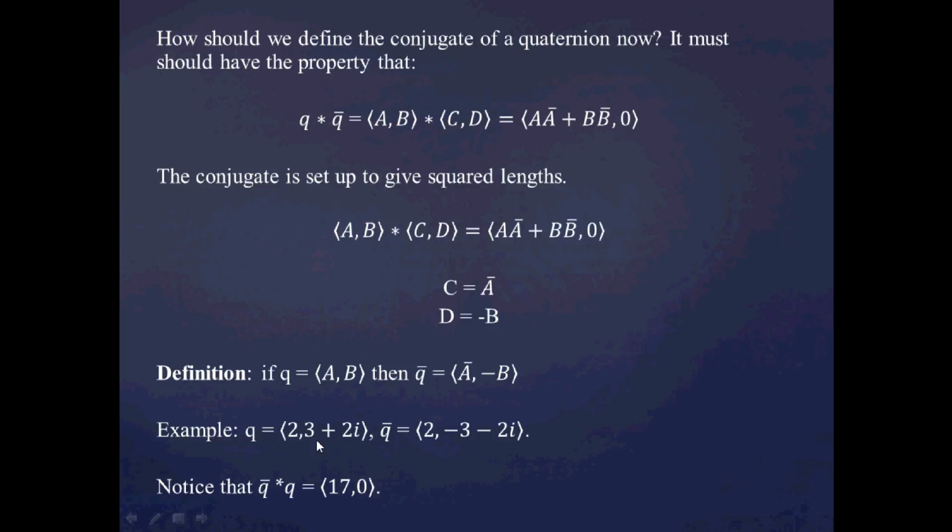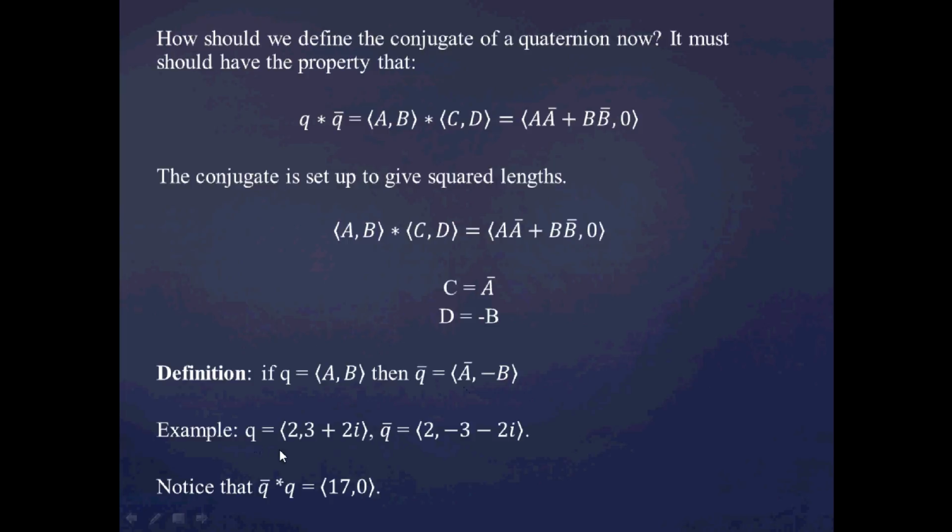And if you work through the multiplication here, you multiply either Q times Q bar or Q bar times Q, you're going to find that you get (17, 0), which is actually the sum of squares of the components here. That's going to be 2 squared plus 3 squared plus 4 plus 2 squared, which is going to be 17. Now this formula for Q bar actually makes a lot of sense if we think back to quadruples.